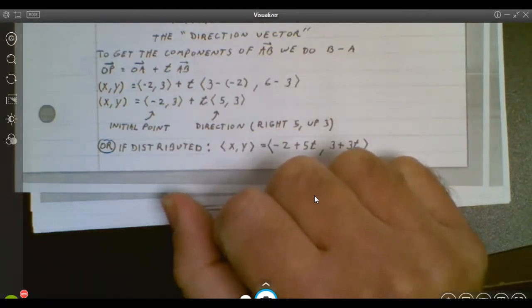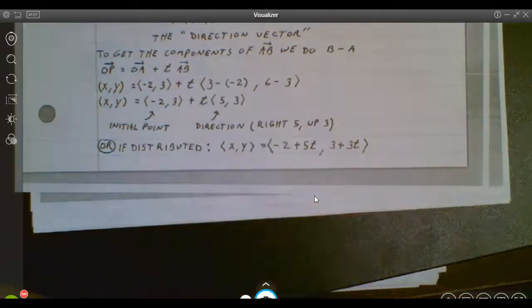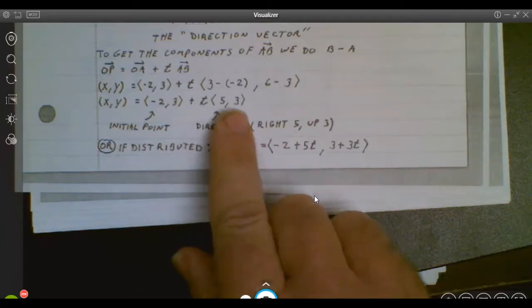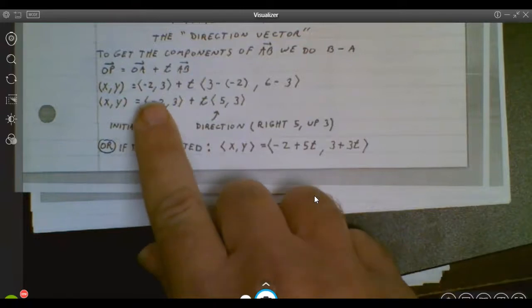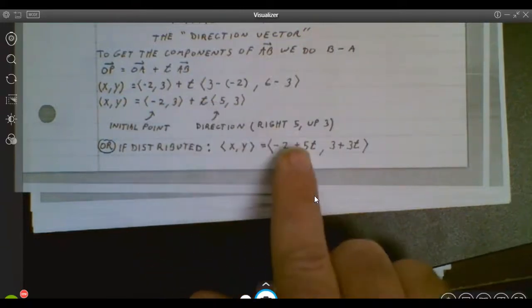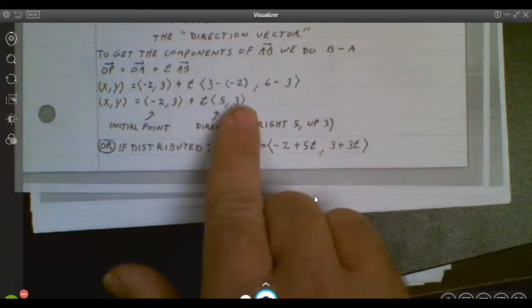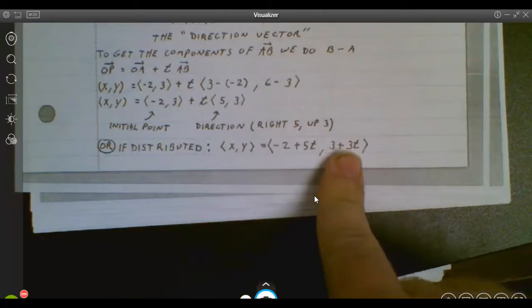So anyway, one thing we could do from here, if we actually wanted to get the parameters of this, one last step, is to now get the parameters. So our parameters would just be to simplify this. So distribute the t, and then add on these guys to those guys. So I have -2 plus 5t. That's my horizontal component parameter. And if I did 3 plus 3t, that gives me the vertical parameter or component of this vector.